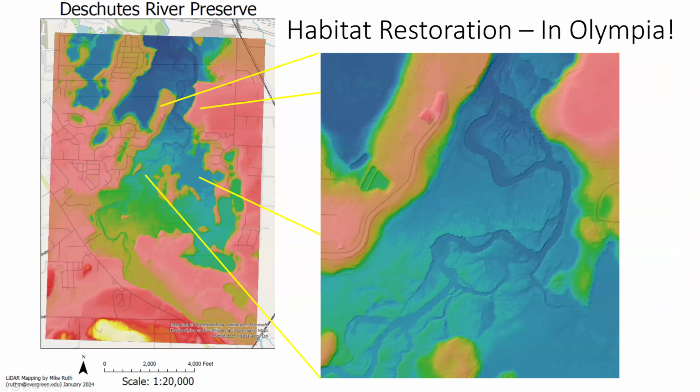Here's a map that I made of the Deschutes River Preserve. This is the Olympia Ecosystems area. The Olympia Airport's just off to the left here. And so I shaded in the roads with some transparency, and then I got the LIDAR.